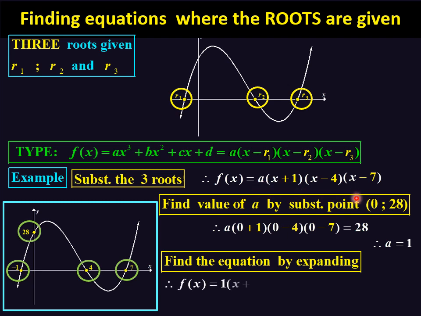To expand that, it's advisable to expand by taking the last 2 brackets first. Expand them, and then I end up with x squared minus 11x plus 28. And then you can expand that further, maybe in an additional step. And the final answer there would be x cubed minus 10x squared plus 17x plus 28. And there we found the equation.